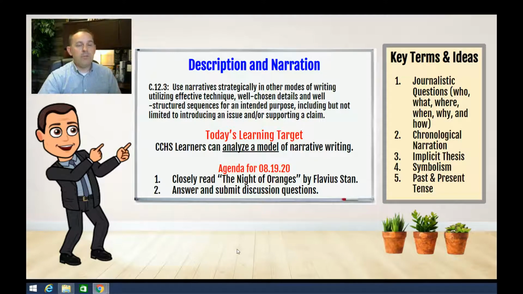I want to read to you from the first paragraph of Flavius Stan's essay, The Night of Oranges. "It is Christmas Eve in 1989 in Timisoara, and the ice is still dirty from the boots of the Romanian Revolution. The dictator, Nicolae Ceausescu, has been deposed a few days before, and on Christmas Day he would be executed by firing squad.